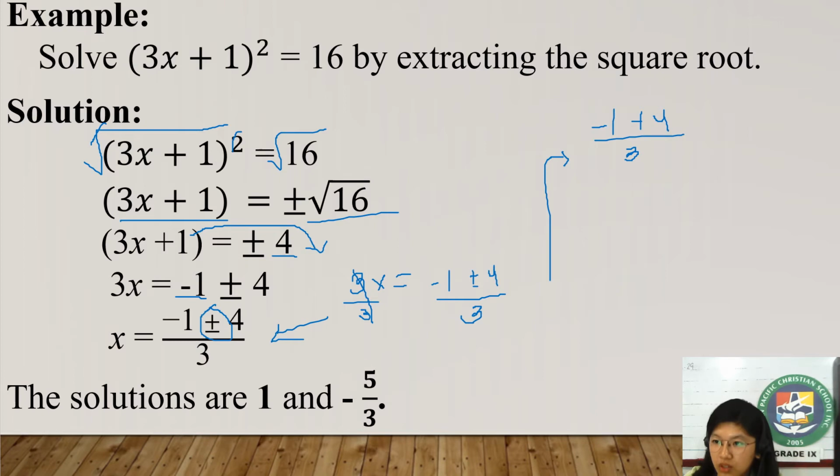And negative 1 plus 4 will give you 3. Kasi different sign, kaya i-minus natin sila. 4 minus 1 will give you 3. Then, sundin yung sign na may malaking number. So, positive si 4, kaya positive si 3. And divided by 3. So, 3 divided by 3 will give you 1. Kaya itong isang solution ay 1.